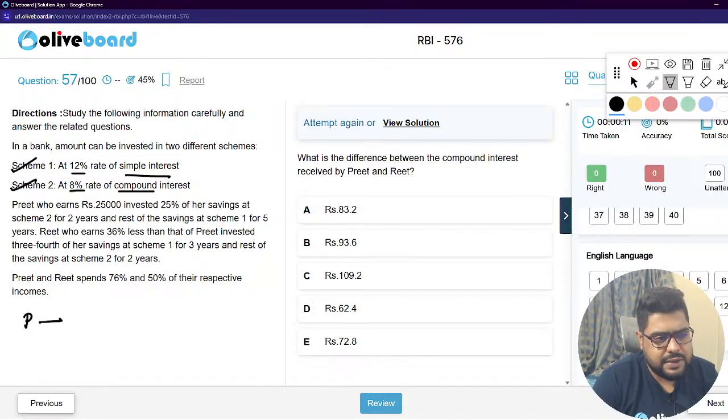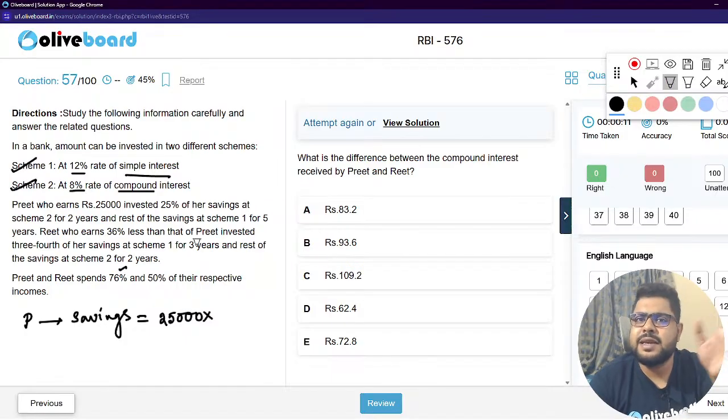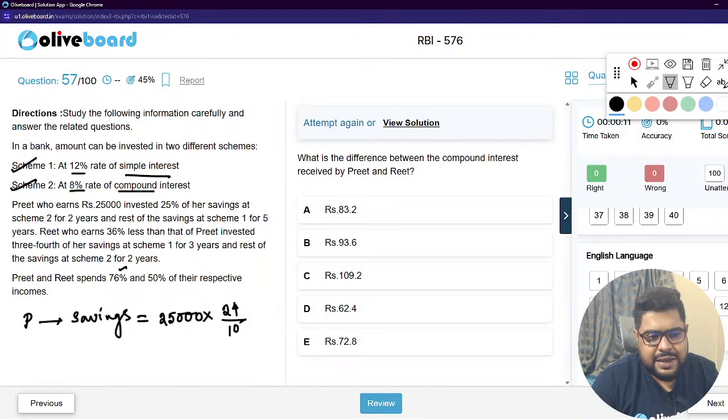Preet invested 25% of her savings at scheme 2 for this. Acha. First things first. Preet and Reet spend this much of their respective incomes. So savings will be what? For Preet, 25,000 is the amount that Preet earns. 76% he spends, meaning 24% is his savings.